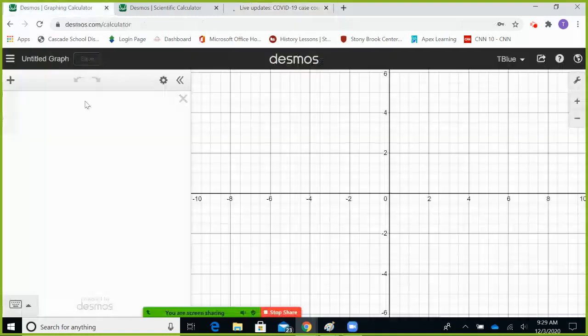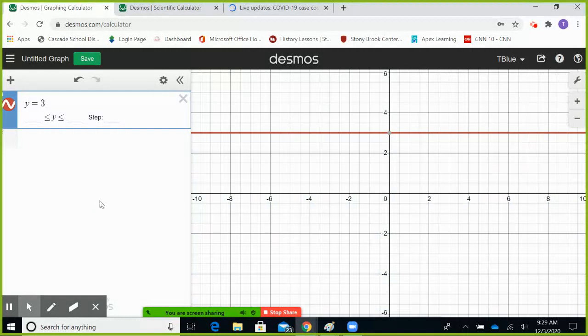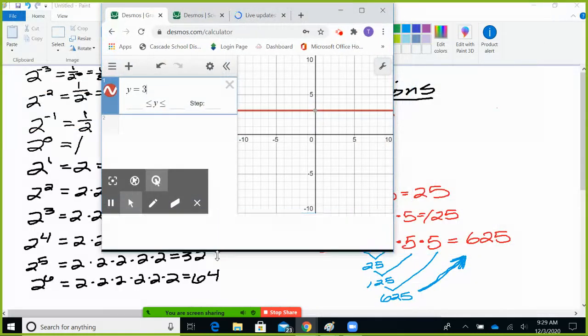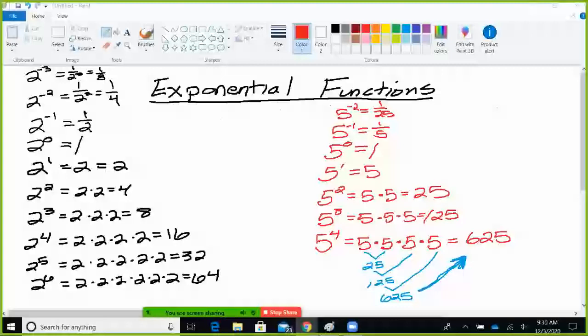While it's loading, let's look at an exponential function. So let's just look at y equals 3 to the... where's my little calculator? Let me get my calculator. I think looking for those live updates kind of messed it up.